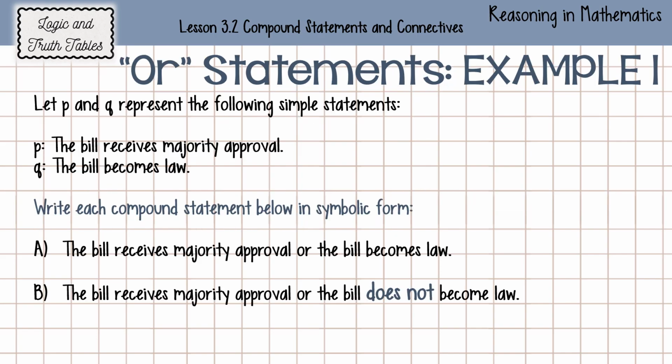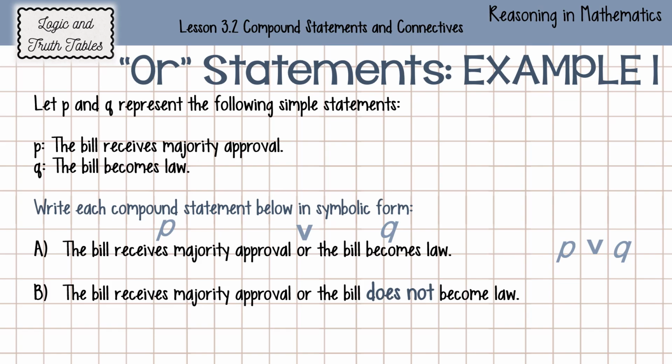Or statements, example 1. Let P and Q represent the following simple statements. P, the bill receives majority approval. Q, the bill becomes law. Write each compound statement below in symbolic form. Let's see what there is. The bill receives majority approval. That looks like P. Or the bill becomes law is exactly Q. So here it is in symbolic form, P or Q.